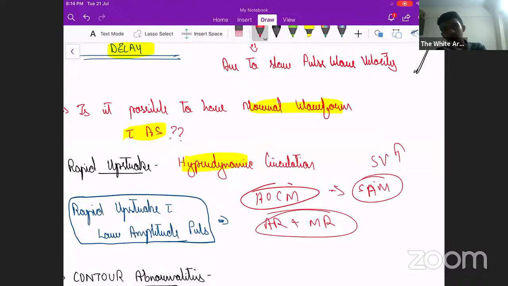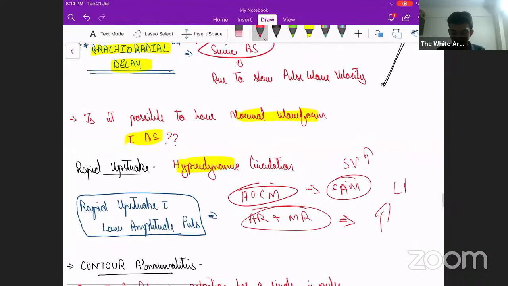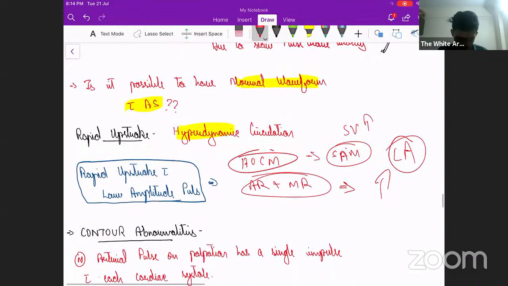There will be hindrance to the flow. So that is why, even though there is a rapid upstroke, there will be low amplitude. In case of AR with MR, there will be runoff of the blood through the regurgitant mitral valve to the left atrium. Some amount of blood goes. That's why you expect low amplitude. Okay, so this was the cause.